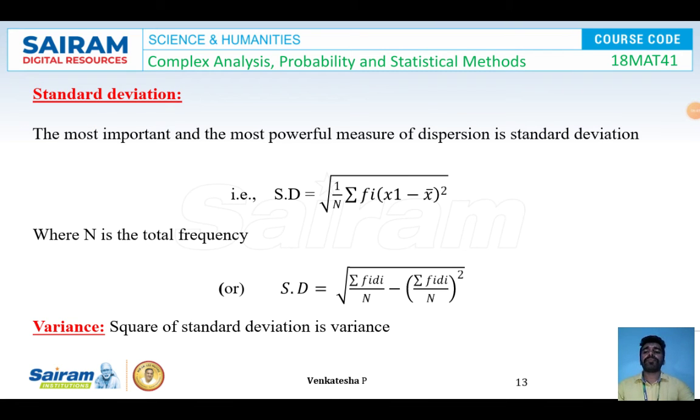Standard deviation. The most important and most powerful measure of dispersion is standard deviation. It is given by standard deviation is equal to square root of 1 by capital N summation fi (xi minus x bar) whole square, where N is the total frequency. Or this standard deviation is given by square root of (summation fi di square divided by N minus (summation fi di by N) whole square). Next one, variance. The square of the standard deviation is called the variance.